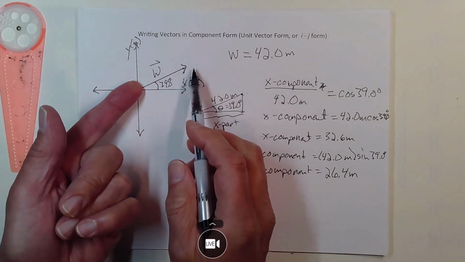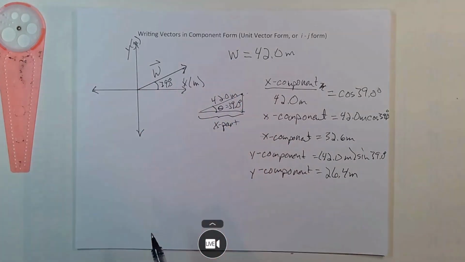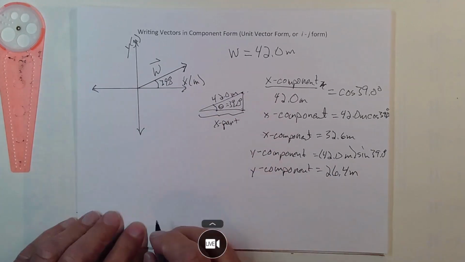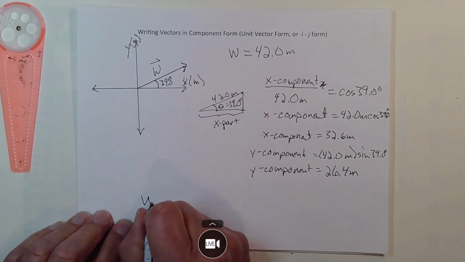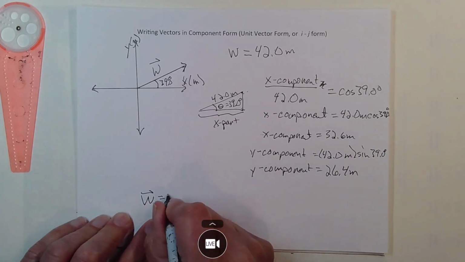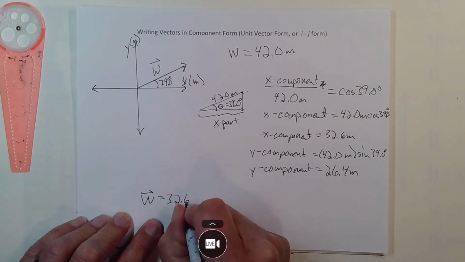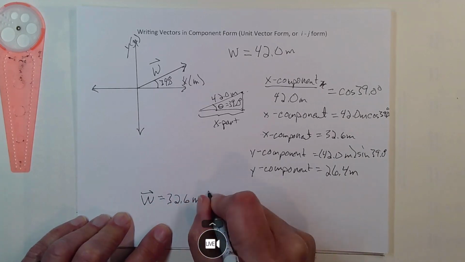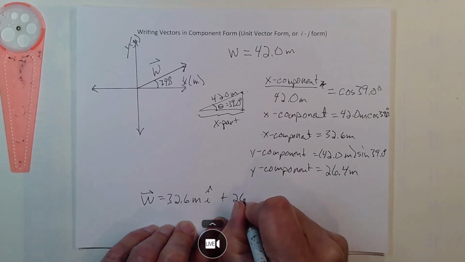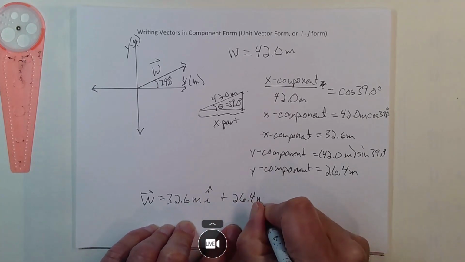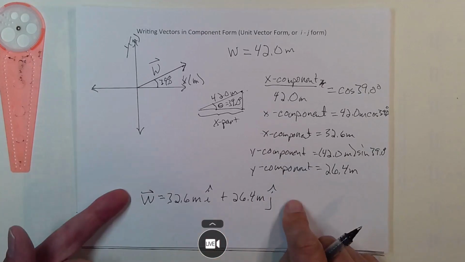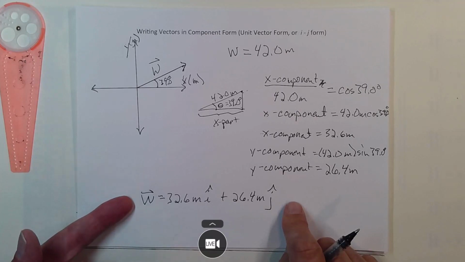I just started with knowing the magnitude of that vector and the direction it pointed, and now I have the x and y components. I can write this vector W as the x component, 32.6 meters times i hat, plus the y component, 26.4 meters along j hat. I've got a nice representation of that.